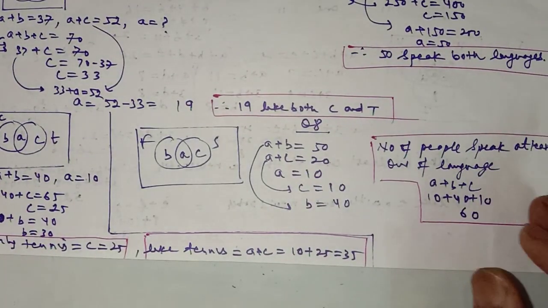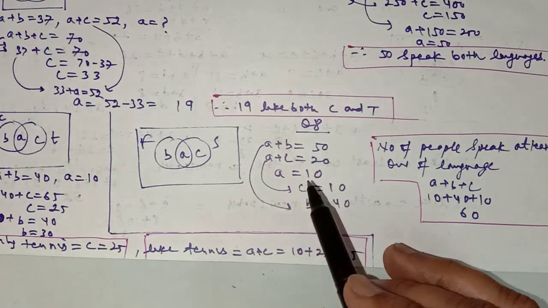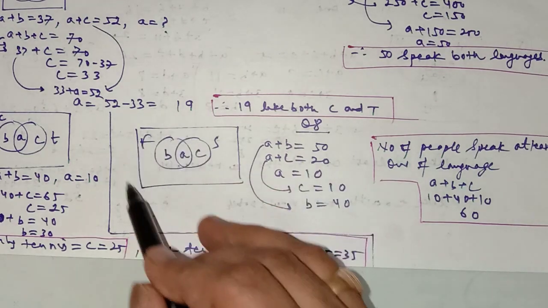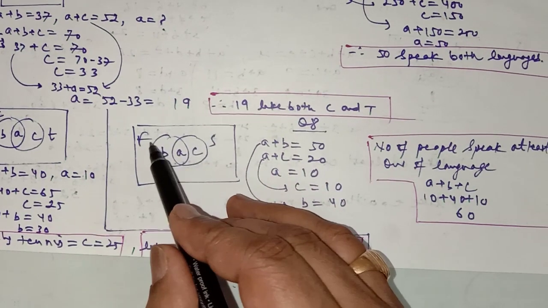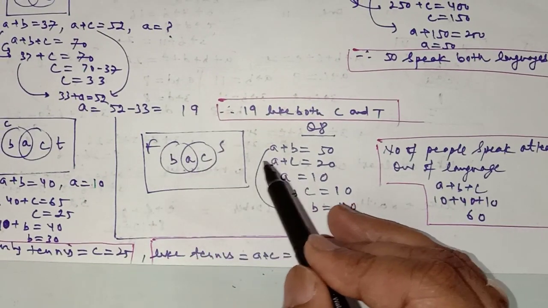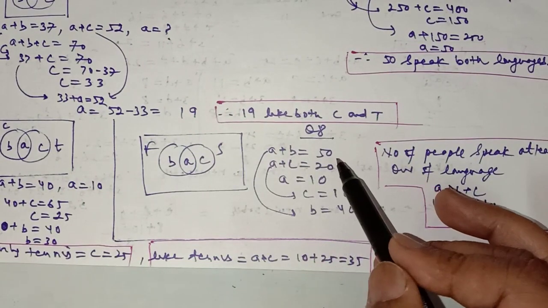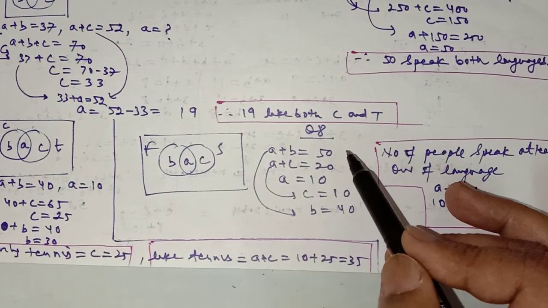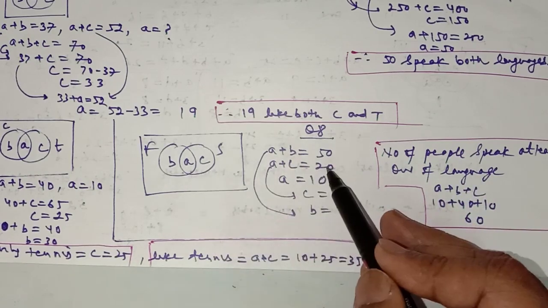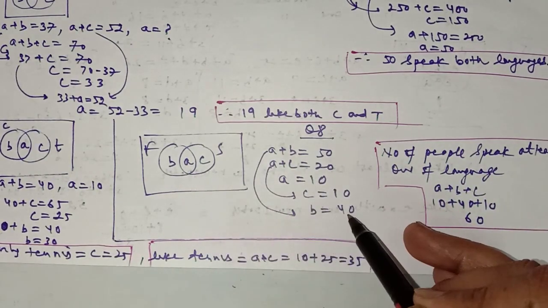In question number 8, it is given that in a committee 50 speak French. So again, draw the Venn diagram: French, Spanish, A, B, C. The number of persons speaking French is A plus B. It is given as 50. 20 speak Spanish, which is A plus C. It is given as 20. And 10 speak both. That is, the value of A is given.